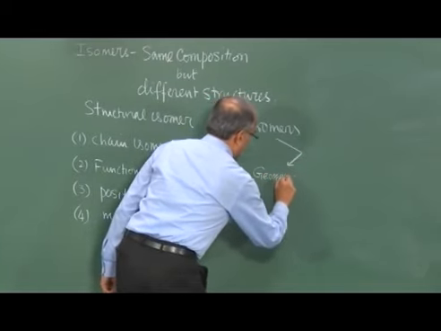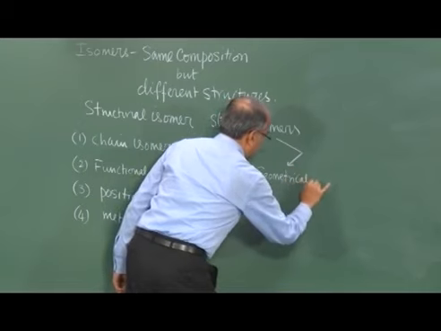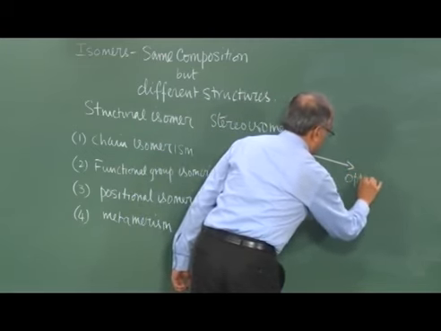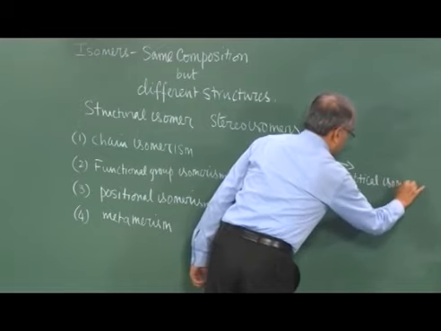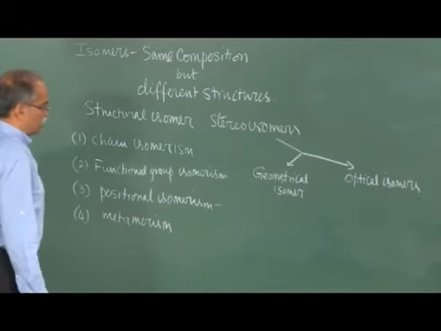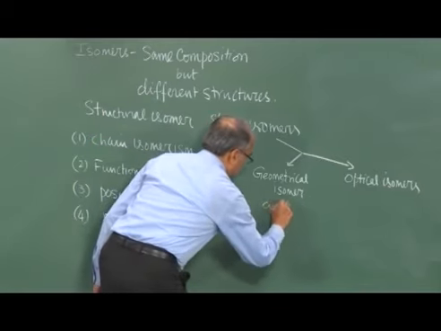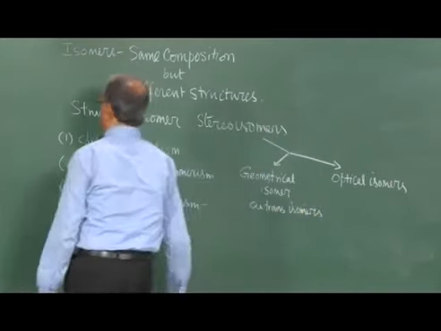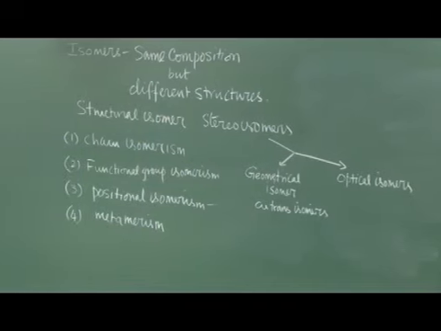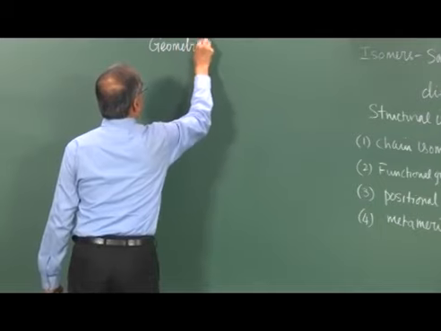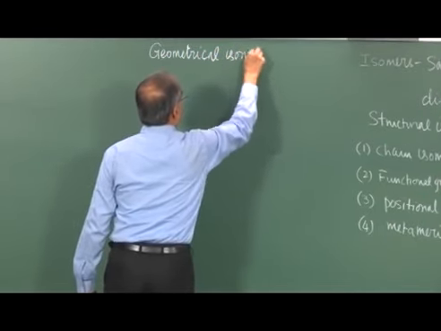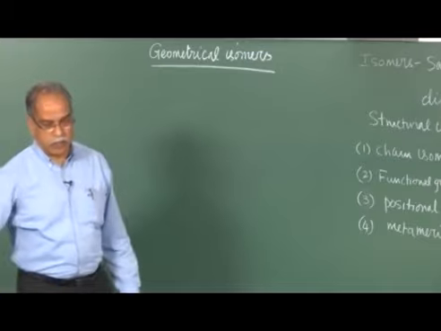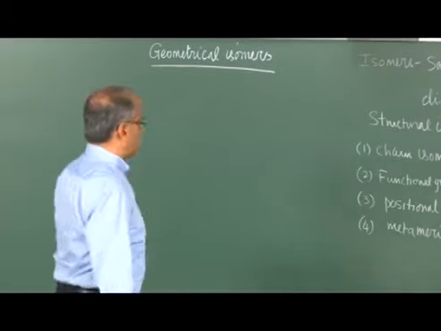One is geometrical isomers. The second one is optical isomers. Geometrical isomers are also known as cis-trans isomers. Now, let us take the example of geometrical isomers and explain. The term geometrical isomer essentially implies the geometry is different with respect to a double bond, for example.